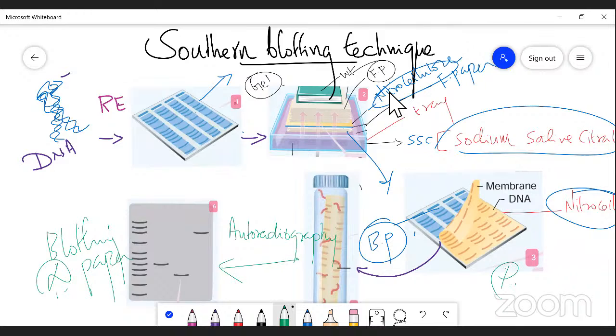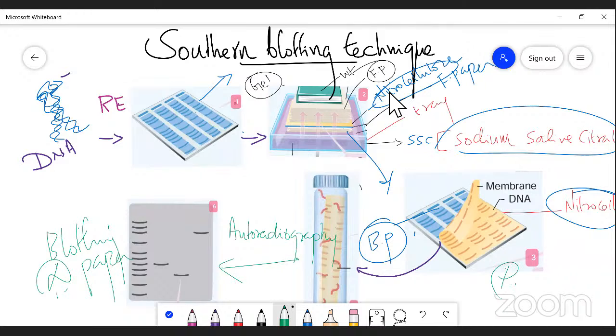After transferring to the hybridization bottle, it is rotated with the help of the hybridization probe, right? After some time, some fragments are separated, and then it is exposed to autoradiography. When it is transferred to autoradiography, we can find the image formed on the screen.